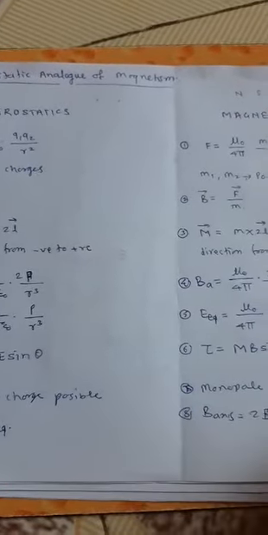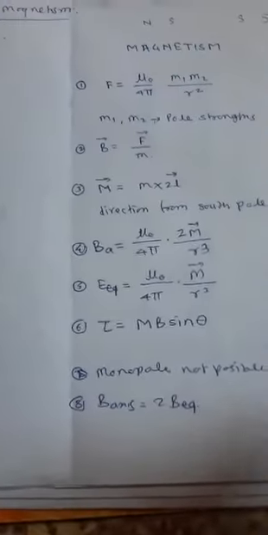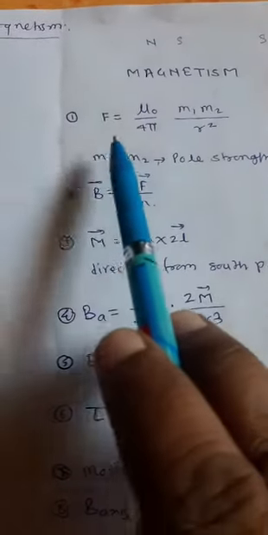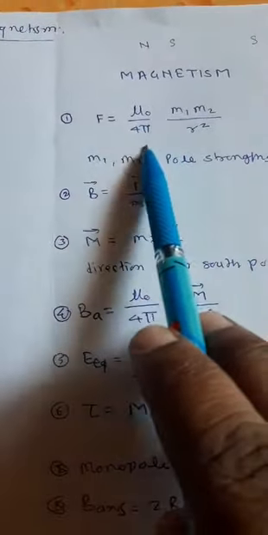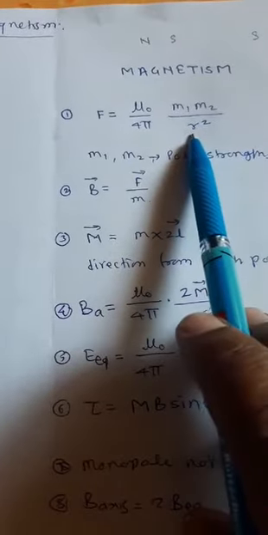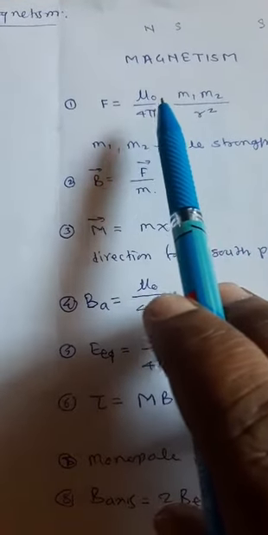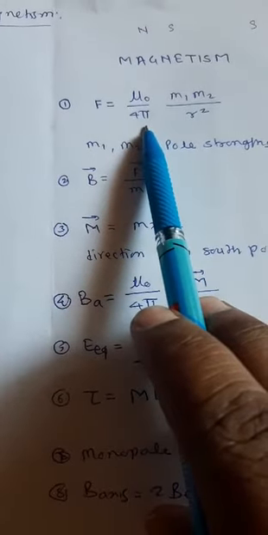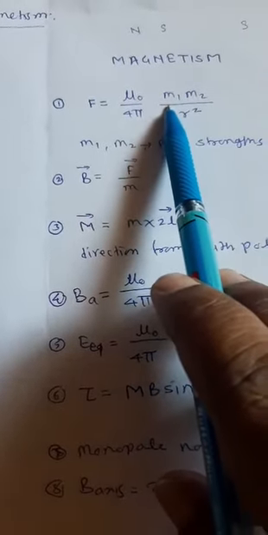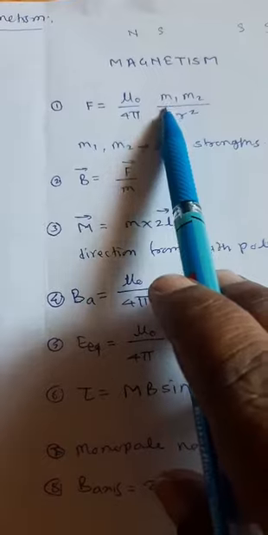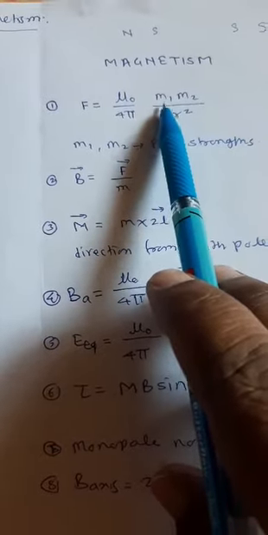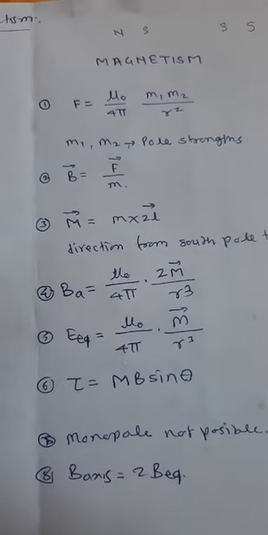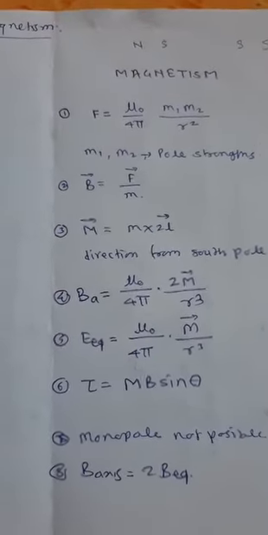Similarly, force between two magnetic poles is given by the formula F is equal to mu 0 upon 4 pi m1 m2 divided by r square, where mu 0 divided by 4 pi is constant, m1 is the pole strength of the first magnet and m2 is the pole strength of the second magnet. r is the distance between these two poles.